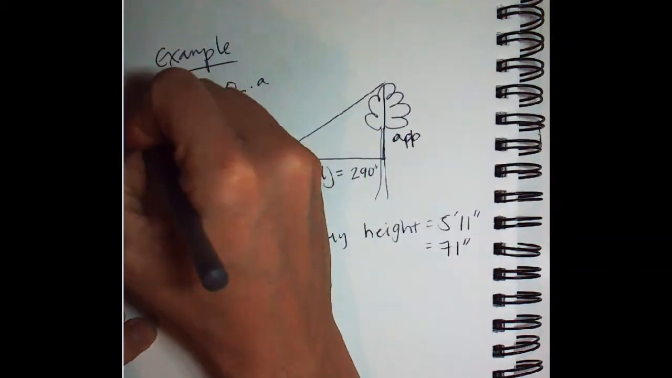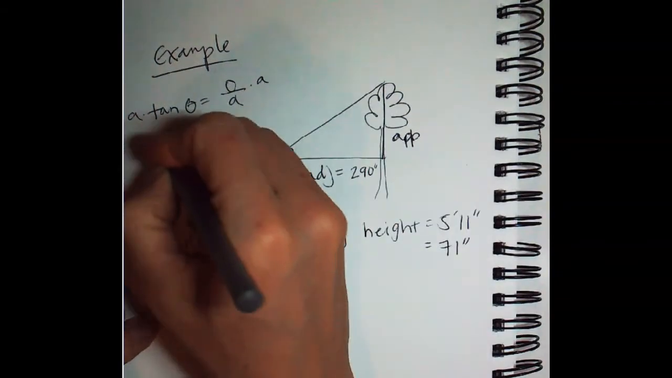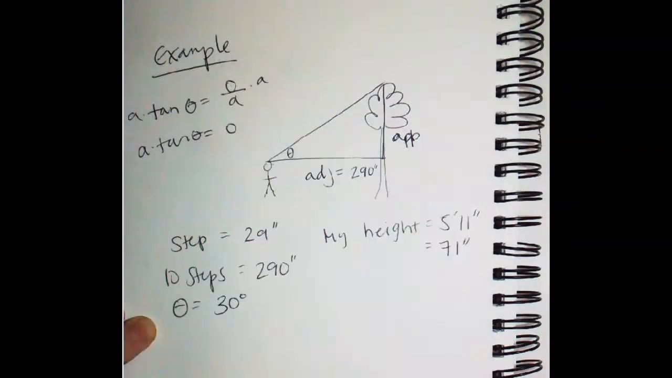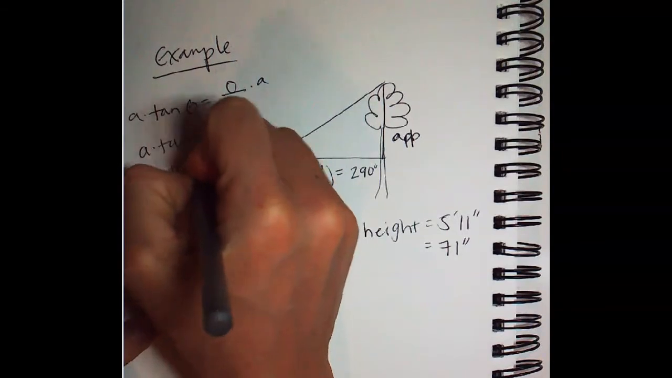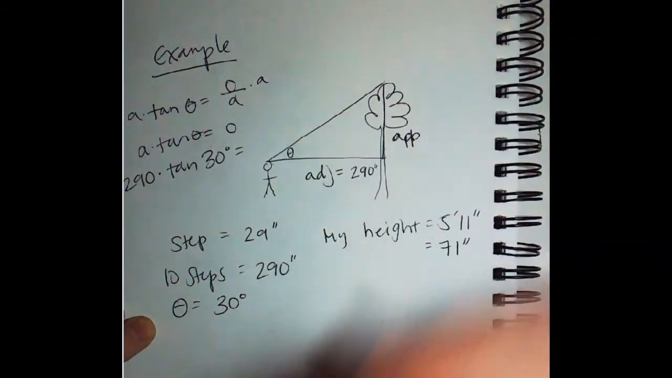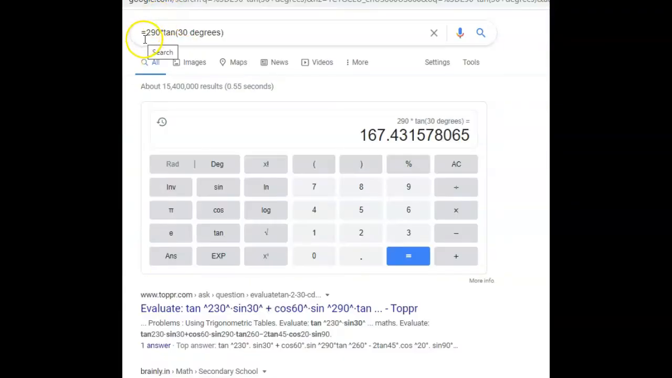We're going to solve for opposite, so let's get that by itself by multiplying by adjacent on both sides. So I've got the adjacent side times tangent of theta is the opposite side, which will be this chunk of the tree's height. So the adjacent side was 290 inches times tangent of 30 degrees will be the opposite side of this triangle. It's going over to my internet calculator. So I typed in equals 290 times tangent 30 degrees. Make sure you put degrees in there, otherwise they will assume radians. So that's going to be 167.43. Got it.